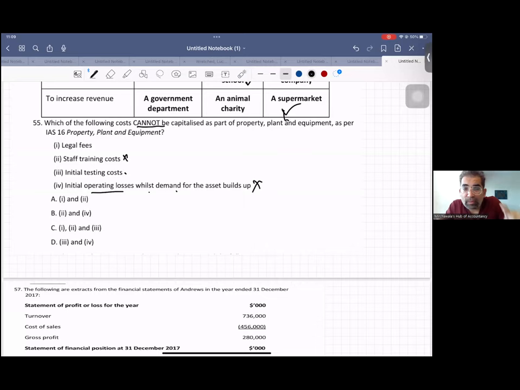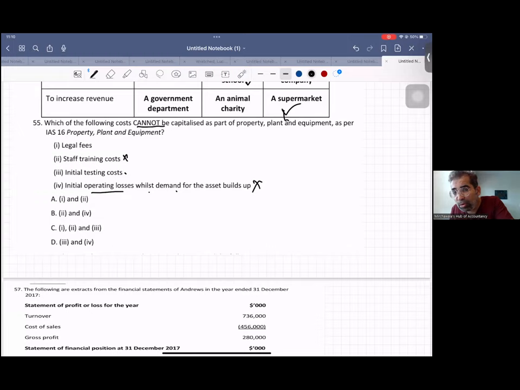Listen, this point number four is technical. What do you mean by point number four? The asset is turned on. The asset is perfect. It's in working condition. But now the losses are because people are not coming. We don't have customers. So it has nothing to do with the asset. There is no problem in the asset. The asset is perfect.